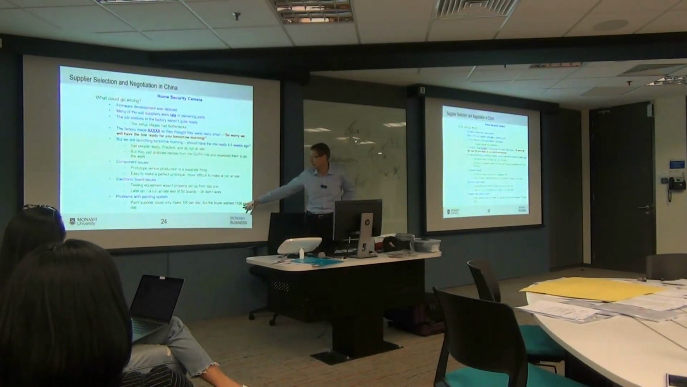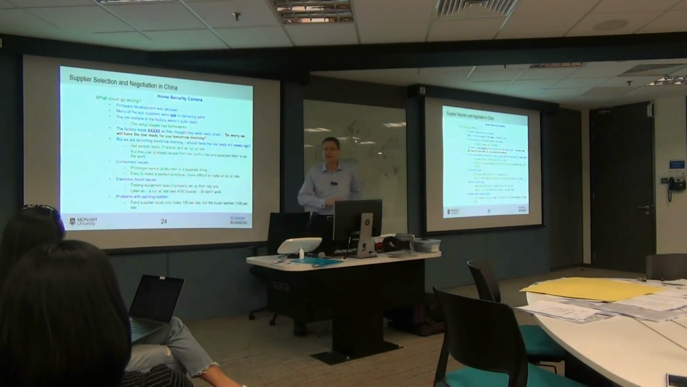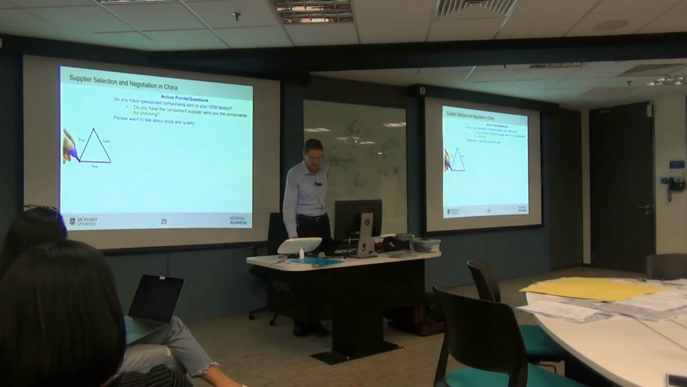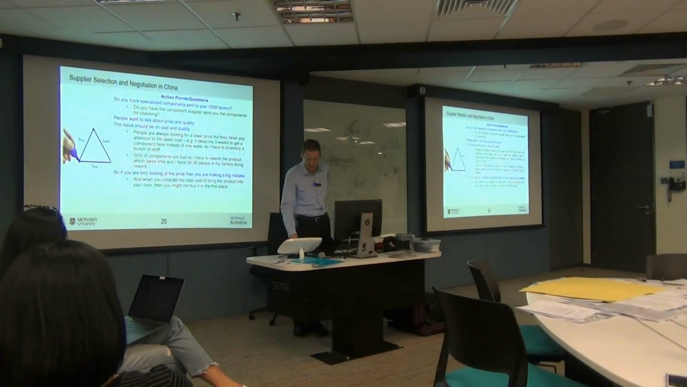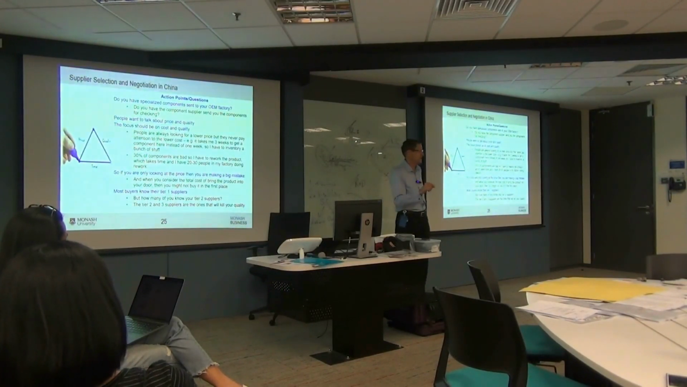Okay, so problems of the painting system. All right, the paint supply could only make 100 per day, but the buyer wanted 1,100 per day done. All right, remember the 60,000 pre-orders. Okay, they lost their Christmas orders. They lost it. Okay, so as you can see, you'd think that, oh, if they make GoPro, then it's a perfect supplier. No, managing a supply chain is very operationally intensive.